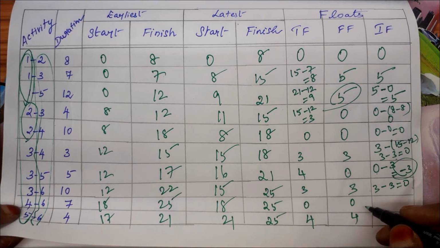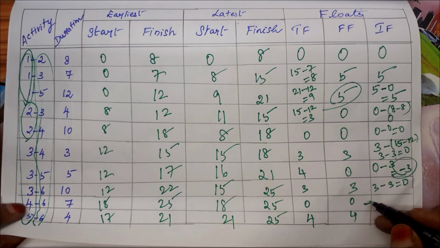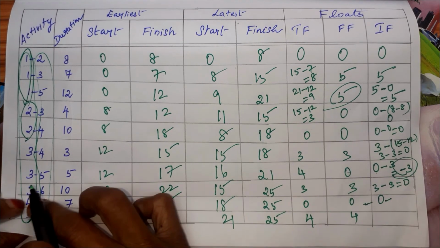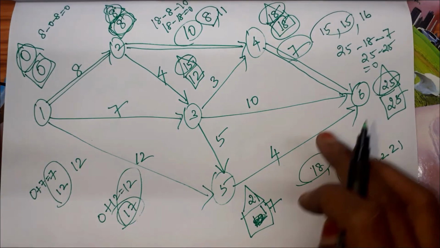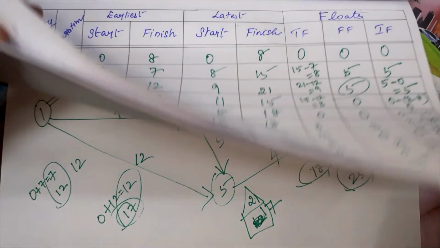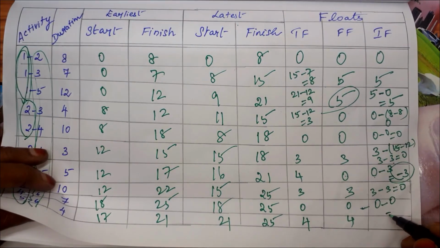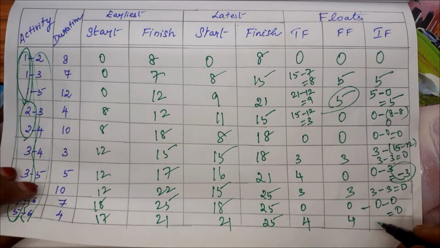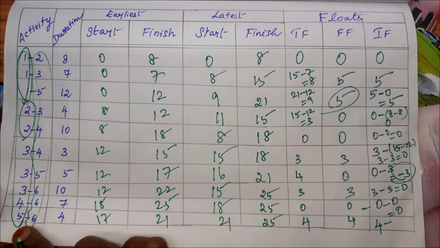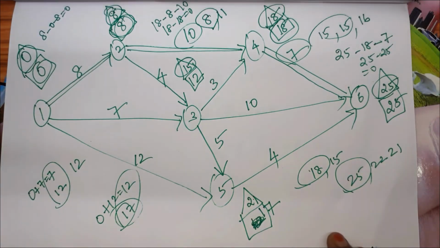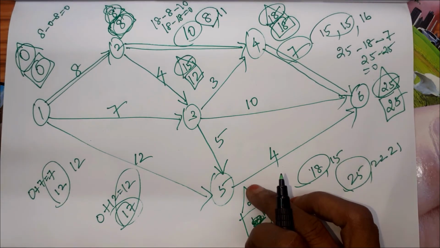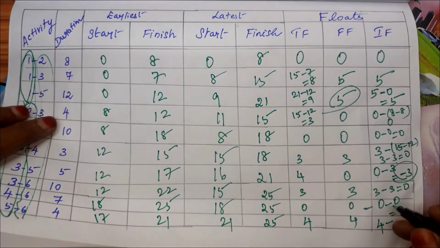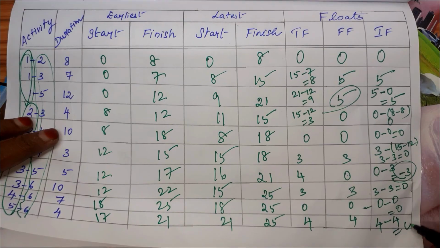Come to the last two. For this 4, this is 0 minus, for 4 we have in the diagram, 18 minus 18. So it is 0. 0 minus 0, it is 0. And this, 4 minus, for this 5 we have to see. In the place of 5 we have 21 minus 17, it is 4. So 4 minus 4, it is 0.